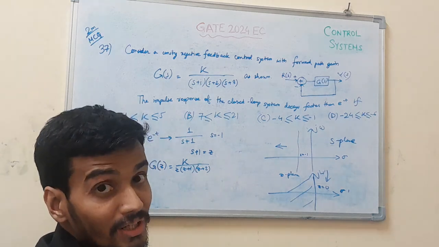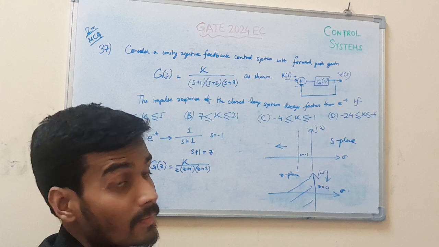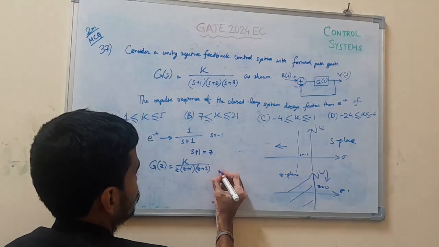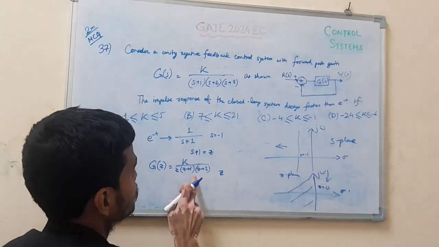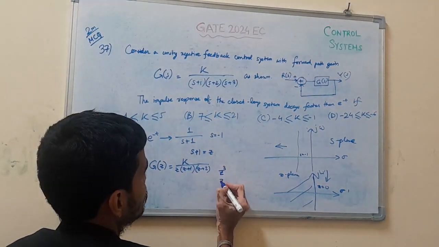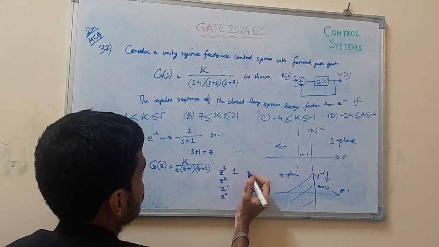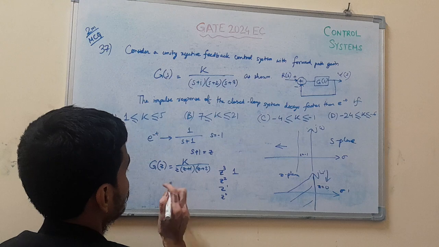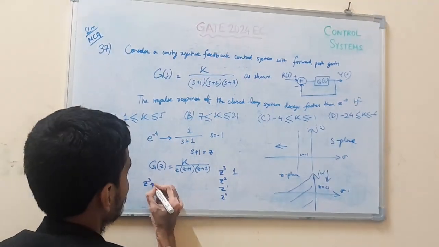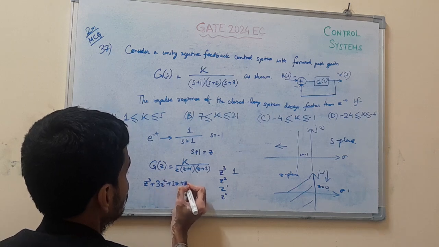For this we know the very conventional method, which is finding stability by the Routh-Hurwitz criterion by making the Routh array. So let's do that. The Routh array will be in z, because we converted the variable s to z. So the rows will be z cube, z square, z to the power 1, z to the power 0. The closed loop characteristic equation is z cube plus 3z square plus 2z plus k equal to 0.